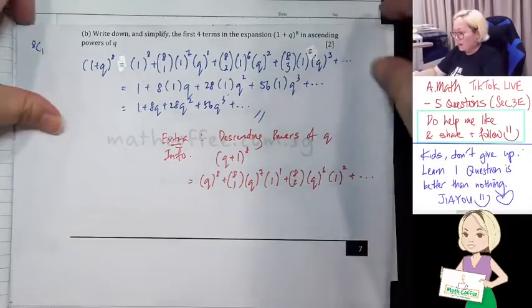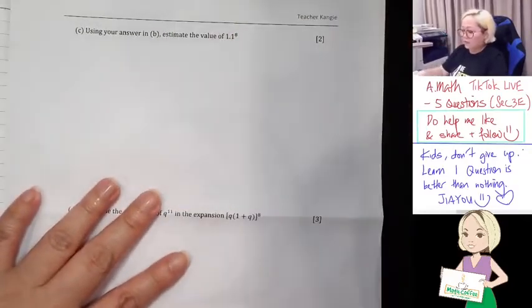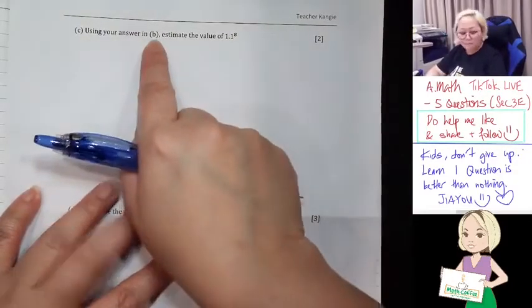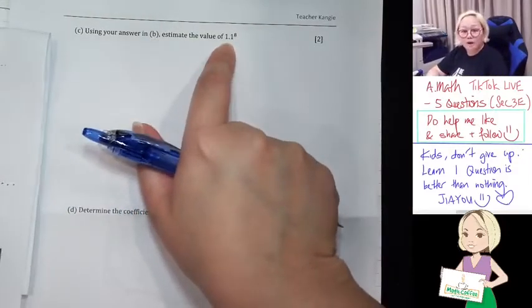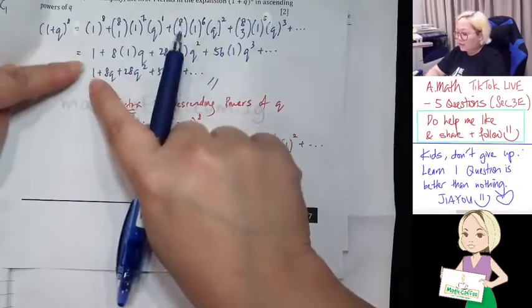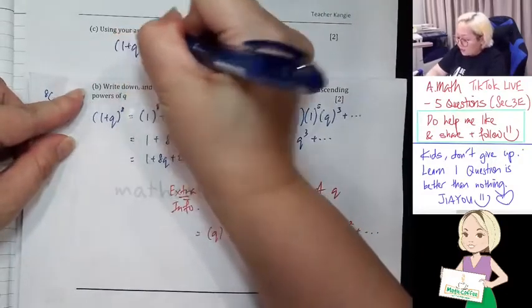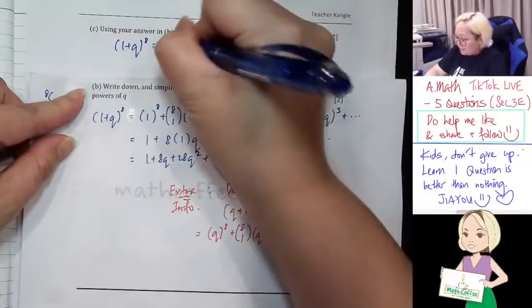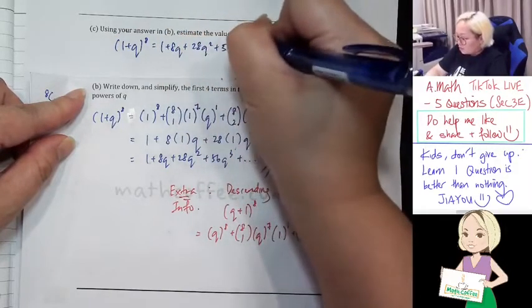So, I'm done with this part. We are going to the last question. Is it the last question? Yeah. Over here, they say, using your answer in B, estimate the value of 1.1 to the power of 8. So just now we have this one, right? So I'm going to write out here, 1 plus Q to the power of 8 equals 1 plus 8Q plus 28Q squared plus 56Q cubed plus dot dot dot.